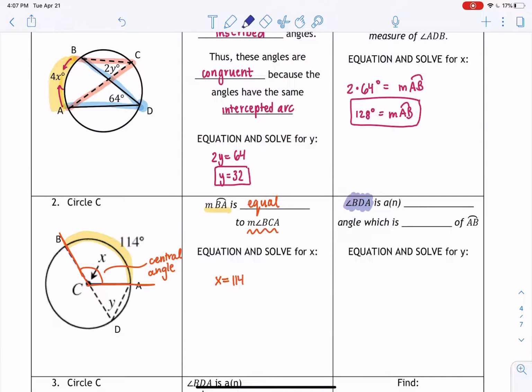Angle BDA, that's over here. This is an inscribed angle. D is not the center, it's a point on the circle. So that means it's going to be half. It's smaller, it's half of arc AB. So 114 divided by 2 is going to equal y. The arc is twice as big. And 114 divided by 2 is equal to 57. So y is equal to 57.